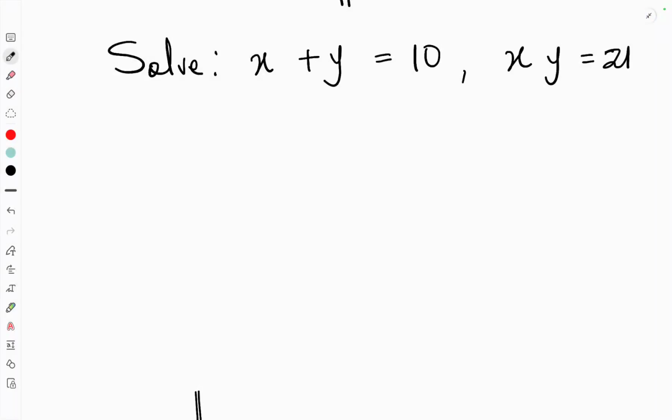In this tutorial, we are going to solve this Maths Olympiad problem we have on the board.